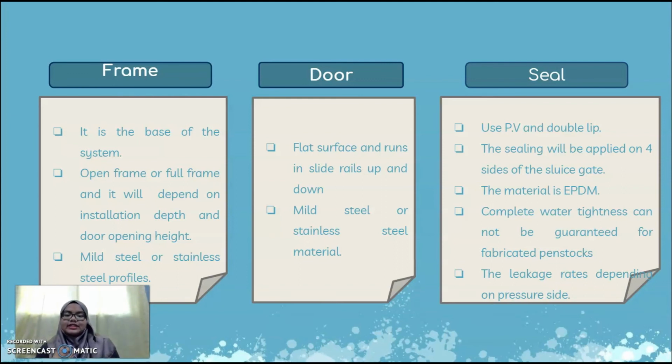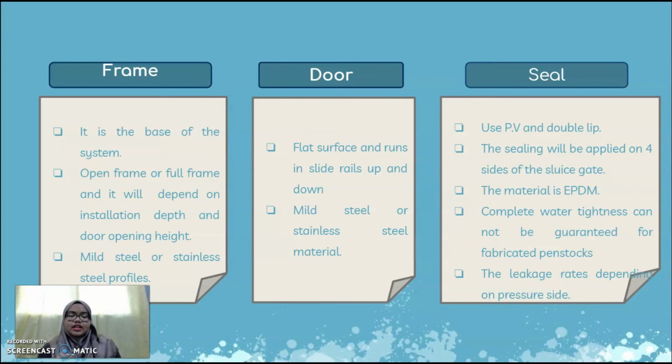The door is designed as a flat surface and runs in slide rails up and down. It is made from mild steel or stainless steel material. The seals of the sluice gate use PV and double lip. The PV is pressure velocity. It is used as the sealing element. The sealing is applied on four sides of the sluice gate.